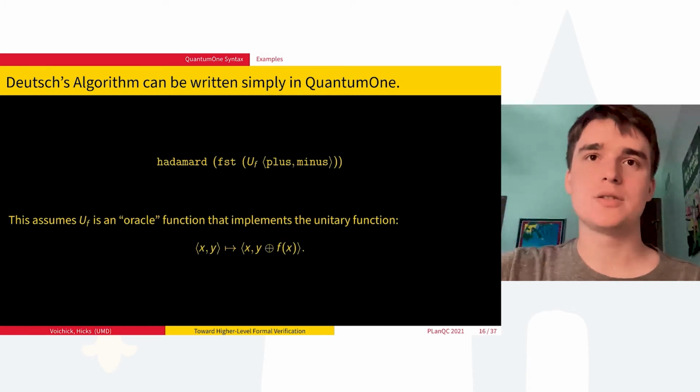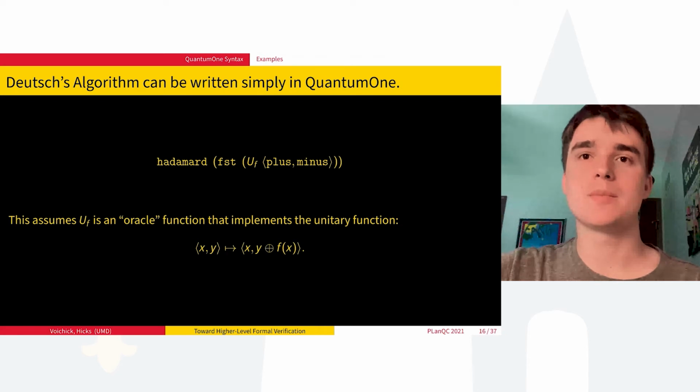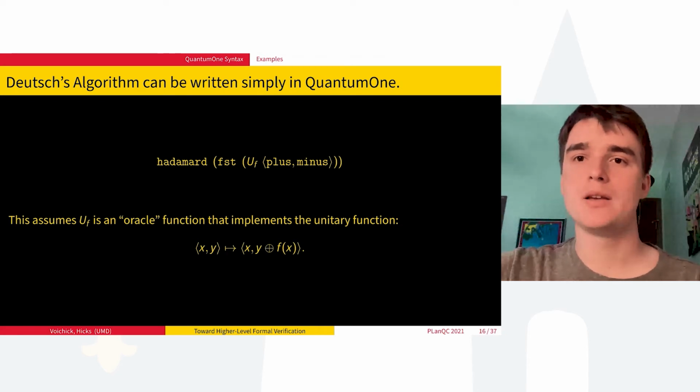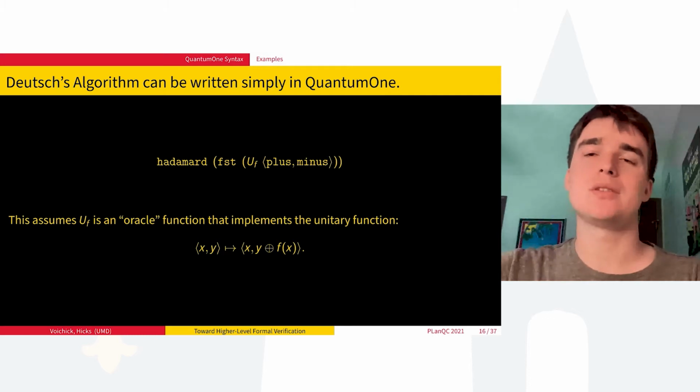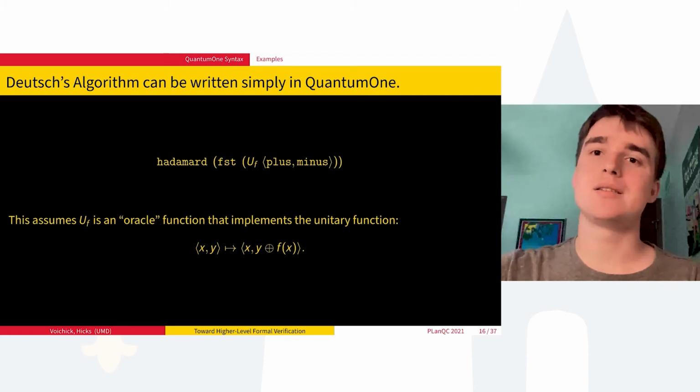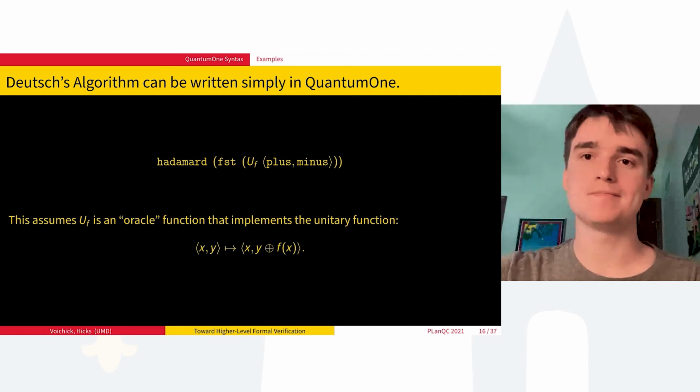Using this language, algorithms like Deutsch's algorithm can be written very simply. Here it is defined on the top line here, where u sub f is a unitary oracle defined in the usual way. So if our hidden function f is the identity function, then u sub f could be the CNOT gate defined on the previous slide.